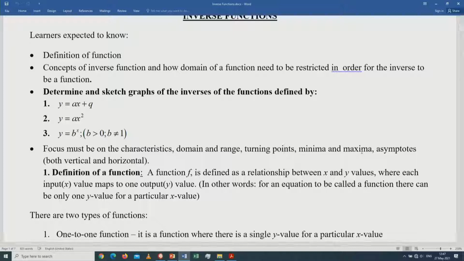Asymptotes. If I were to talk of the hyperbolic function, hyperbola, it has got both vertical and horizontal asymptotes. But the exponential graph only has the horizontal asymptote. Focus on those characteristics. Let's start with the definition of a function.